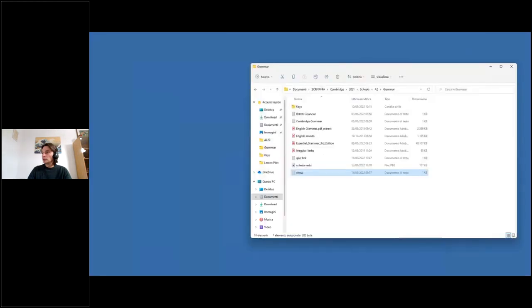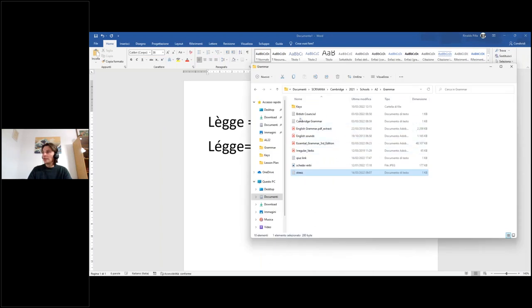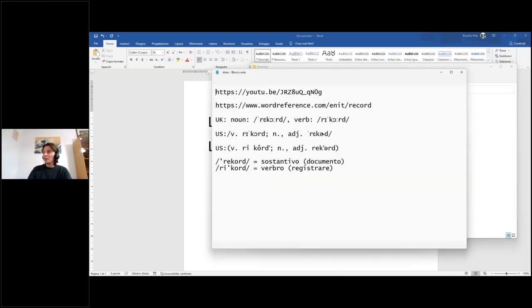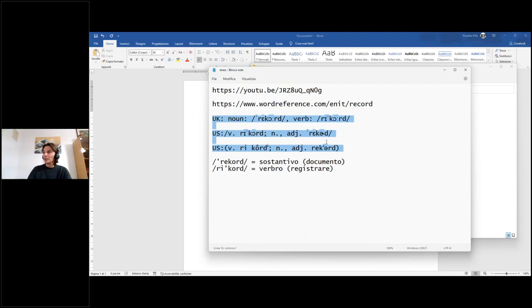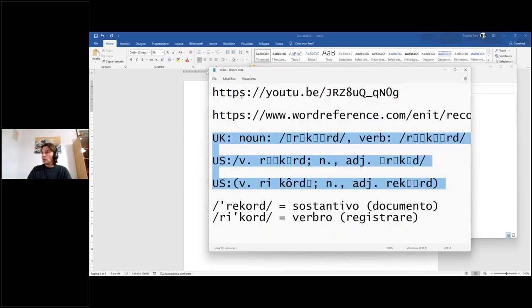Where did it go? Oops, guys, I think I just lost the file, so my apologies. I have to get it again. Let's do this one more time. 36, yes, I did 36.